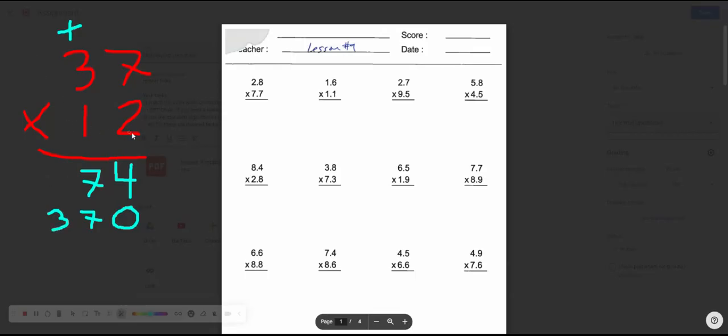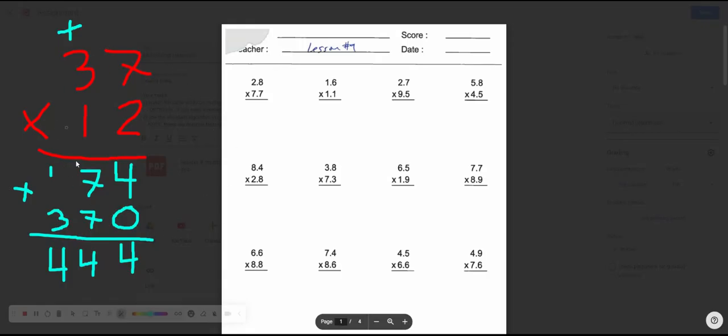So now that I've multiplied with each of the digits of my bottom factor, I will add up these two products. Notice that I've aligned my place values, so it's really easy to add. 4 plus 0 is 4. 7 plus 7 is 14. I'll carry that 1. 1 plus 3 is 4. Well, that's kind of a cool product. My product is 444. Kind of cool. And there you have it.